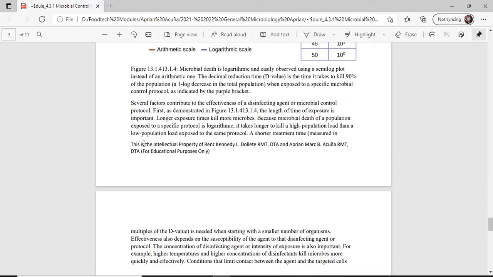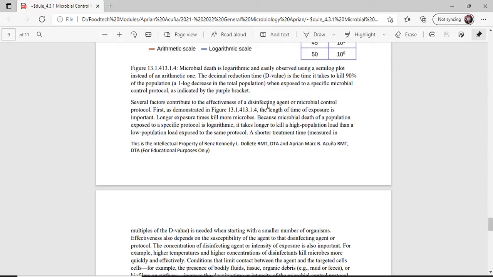Okay, so let us continue. So several factors contribute to the effectiveness of your disinfecting agent or your microbial control protocols. First, demonstrated sa ating figure sa babaw, the length of your time exposure is very important. The longer exposure time kills more microbes because the microbial death of your population exposed to a specific protocol is logarithmic. It takes longer to kill a high population load than a low population load exposed to the same protocol.